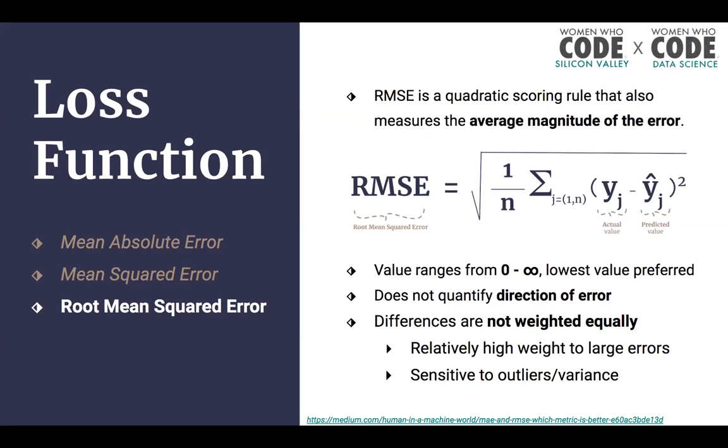So even with this, it's always going to be positive. The value ranges from 0 to infinity, and the lowest value is preferred. And same as before, this does not quantify direction, and it's not good if direction is important to your problem. And differences are not weighted equally. It is giving a higher weightage to the outliers or the data points that are outside. But this isn't as sensitive as MSE is. The sensitivity is reduced a little bit because we're applying root to our result, but it is more sensitive than mean absolute error to outliers and variance.